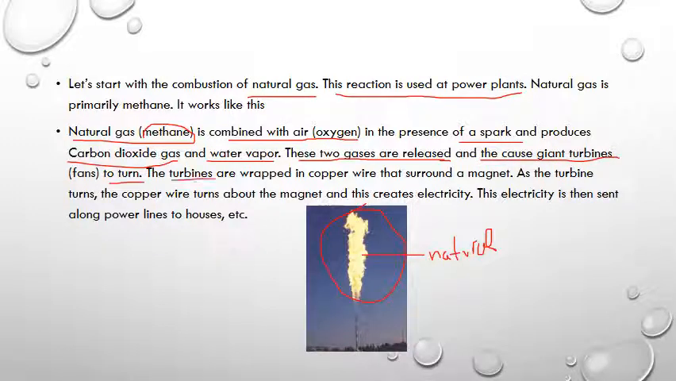What these do is they cause some giant fans or turbines to turn. The turbines are wrapped in copper wire that surrounds a magnet, and as the turbine turns because of the gas, the copper wire turns about the magnet, and this creates electricity. The electricity is sent along from the power plants to our houses to keep our computers and refrigerators running. I just want to show you that this is a practical use of this type of reaction.